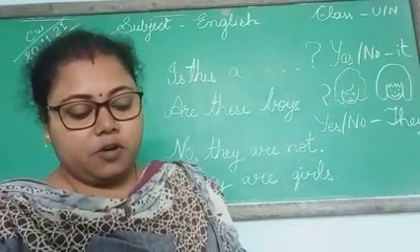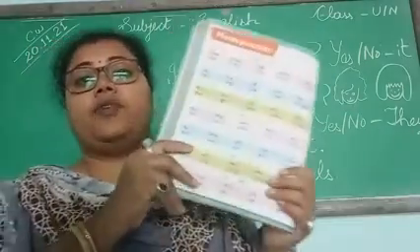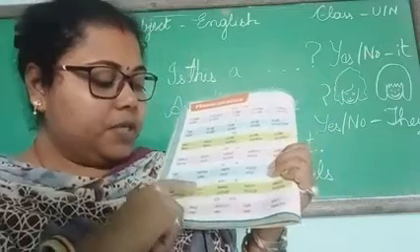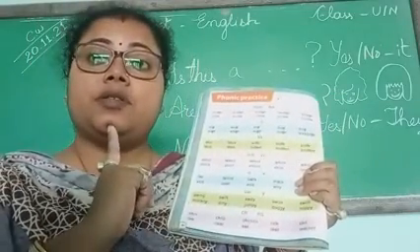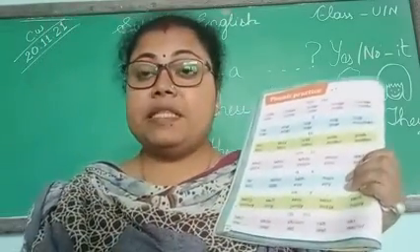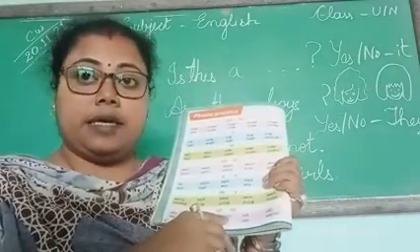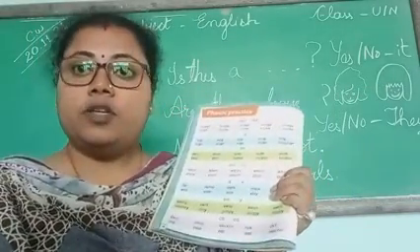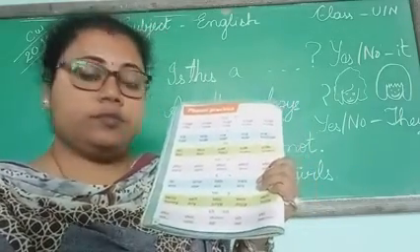Now come to our next topic. Page number 46. On 46, we are going to read these words. C-H-I-N, chin. Chin means this one. C-H-A-P, chap. Chap means little boy. C-H-I-C-K-E-N, chicken. Chicken you eat. Meat of hen and cock.